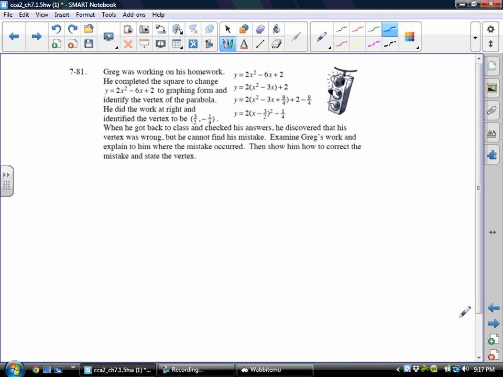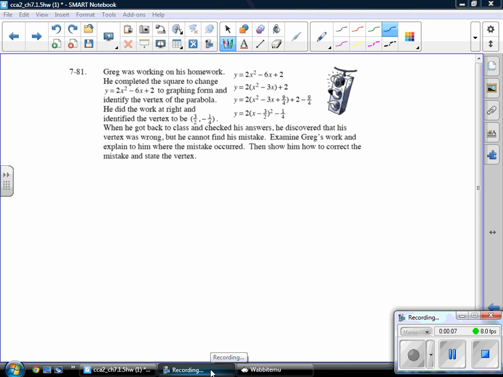This is problem 7-81 from section 7.1.5. So we have another problem here where they're completing the square. Greg was working on his homework, completing the square, and he sees his vertex is incorrect the next day. So we're going to find out where his mistake is and then fix the error. Make sure, on a lot of these problems with multiple parts, that you're answering all the parts in the question.